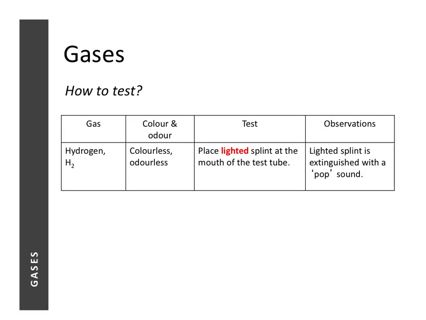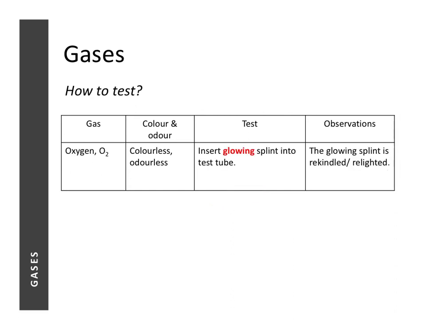Hydrogen is a colorless, odorless gas. How do we test for it? Is to place a lighted splint at the mouth of the test tube. What a lighted splint is, you can see a flame at the end of the splint. And when you place it at the mouth of the test tube, you will hear a pop sound and the flame is extinguished. That is a classic test for hydrogen gas.